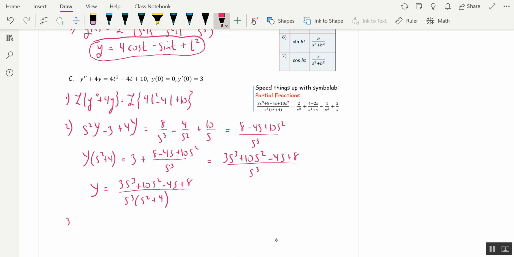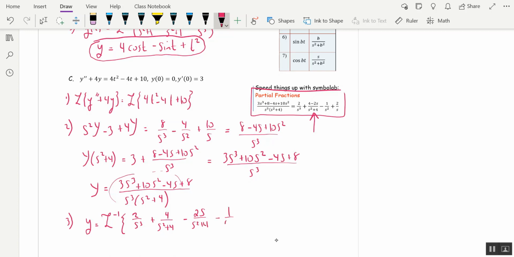All right, now I'm going to take L inverse of both sides and use the partial fraction hint. Little y is L inverse of, I'm going to write this expression down using partial fractions. So I'm looking up here, 2 over s cubed, and then I'm going to write this guy as 2 separate fractions because it'll be easier for me to use my table if I do that. So plus 4 over s squared plus 4 minus 2s over s squared plus 4 minus 1 over s squared plus 2 over s.